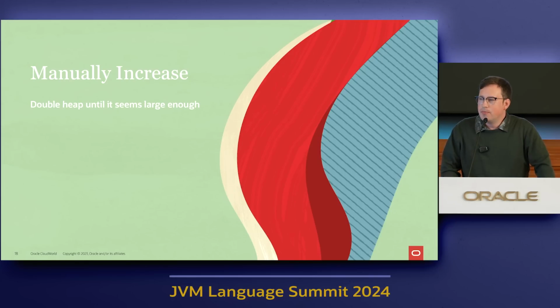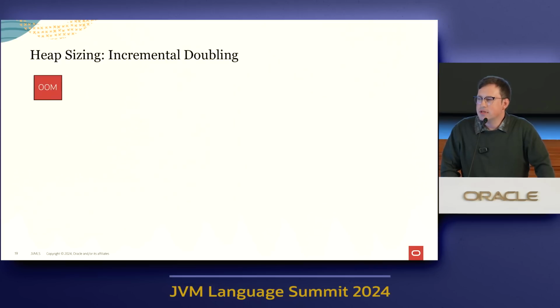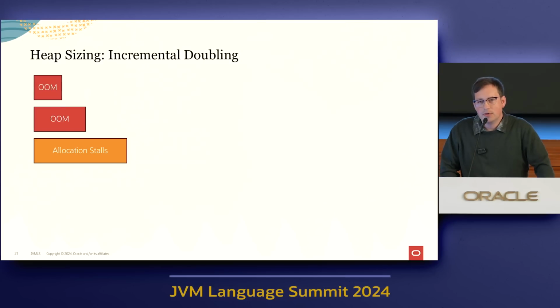So one approach for setting a heap size is to manually increase the heap size from some random number. So in this example, we start off with a small heap, get out of memory. So clearly we need it to be larger than that. We double it, still get out of memory, so we need it to be larger than that. We double again, now we're getting allocation stalls, but it's at least not throwing out of memory exception. So that's probably a good indicator we're going the right path here, but it might be that we need to make it larger again.